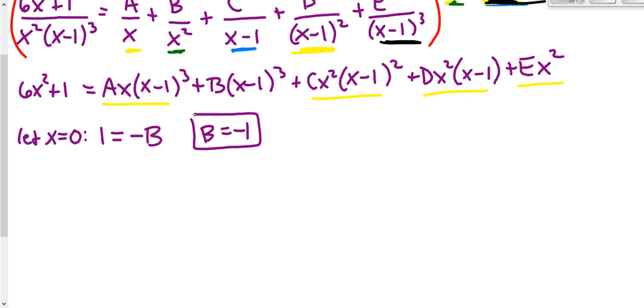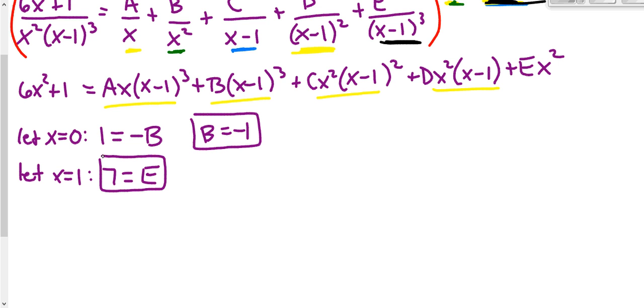Excellent. Let's let x equal what? What's next? Yep, you're right. x equals 1. And on the left side we get 7. And then on the right side, let me undo some things. On the right side, this will be 0. This will be 0. This will be 0. This will be 0. We just have e times 1 squared. So we have e.